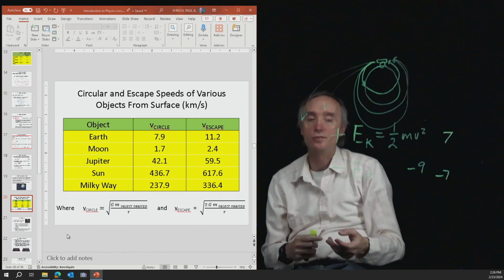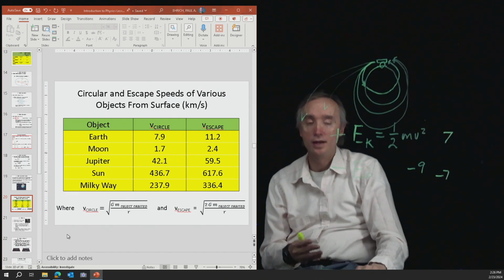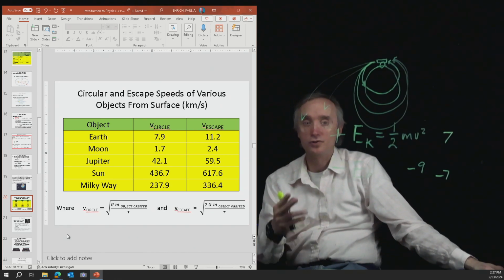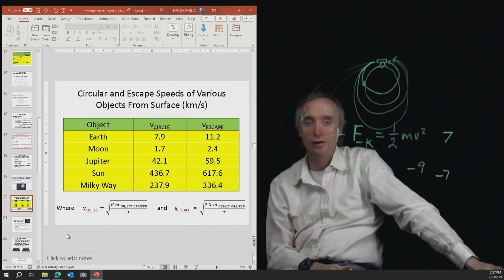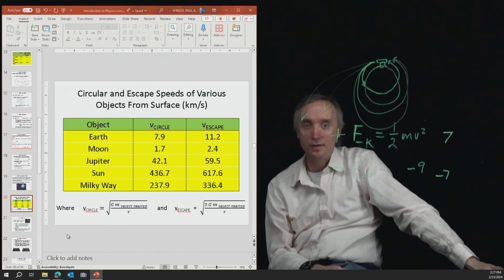This is one of the reasons why we would like to have a moon base: we could build and launch rockets from the moon, and it would take less energy than trying to do it from the Earth. Then look at Jupiter. Well, you definitely don't want to be launching a rocket from Jupiter because it's got more gravity. And then the sun, look at that. That would be the energy it would take to escape the gravity of the sun from its surface. And then you also have the escape velocity for the Milky Way galaxy in which we live.